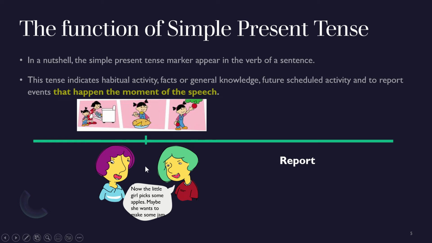So you can use simple present tense for this situation. You do not have to use a present continuous tense because the event is reported right at the moment it happens. Okay, so in this situation, you can use simple present tense.